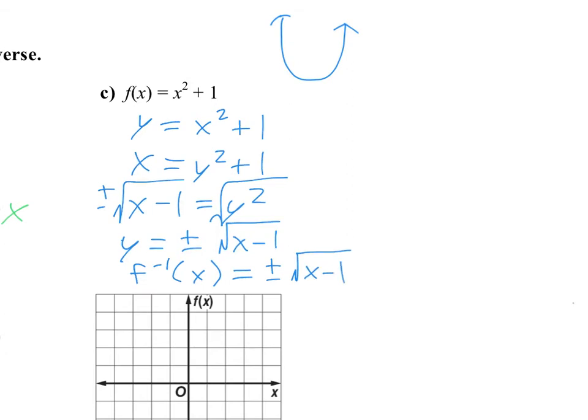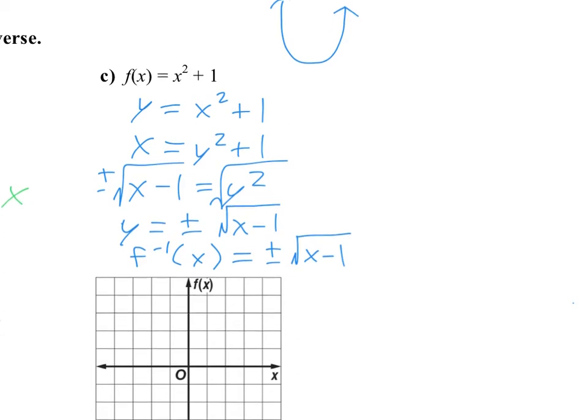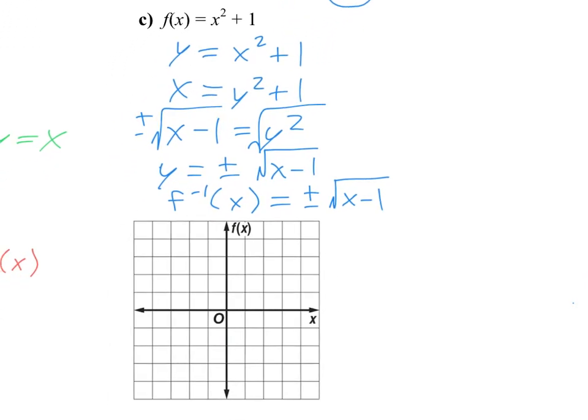Okay, graphing the original isn't too bad. So we know the original has a vertex at (0, 1). And because the a value is 1, we go up 1, and then we go up 3. So this is our original.